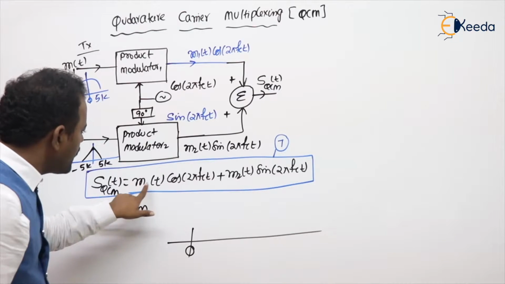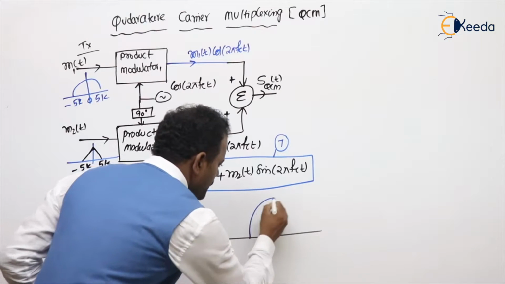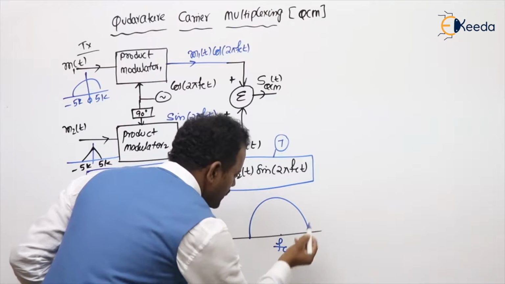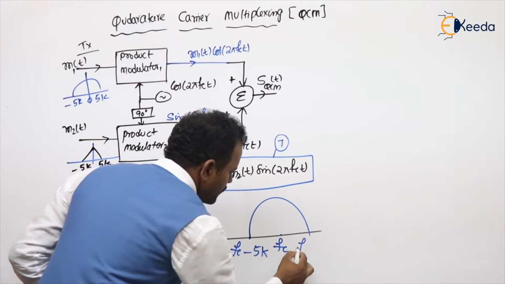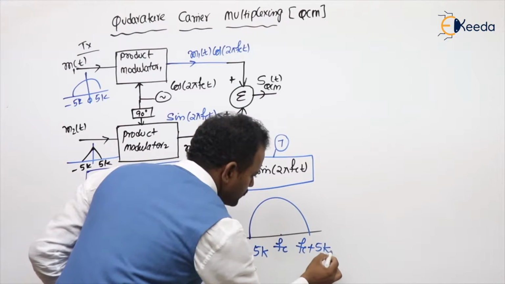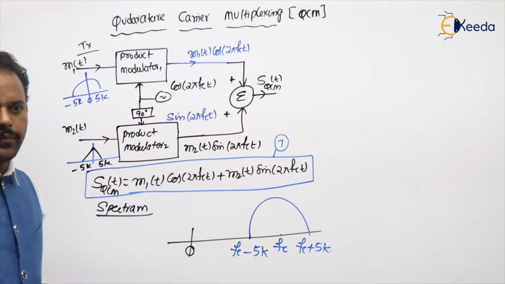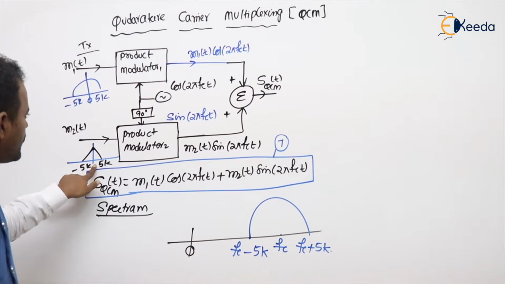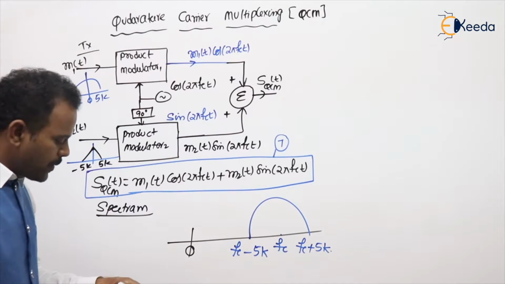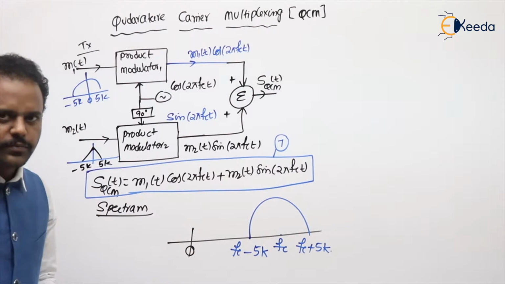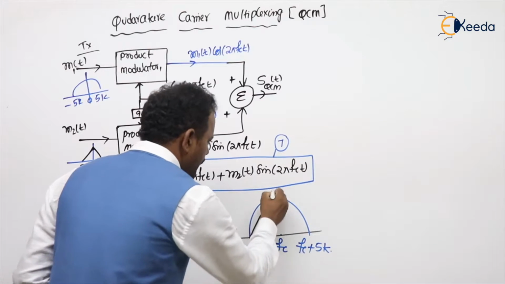What is the first term, sir? M1 into cos. Any signal multiplying with cos, its spectrum is shifted to the frequency of that. These values are Fc minus 5k, Fc plus 5k. Do you understand my point? Now, where is M2, sir? M2 also has the same frequency range, so the M2 spectrum will also come there, but its shape is different.